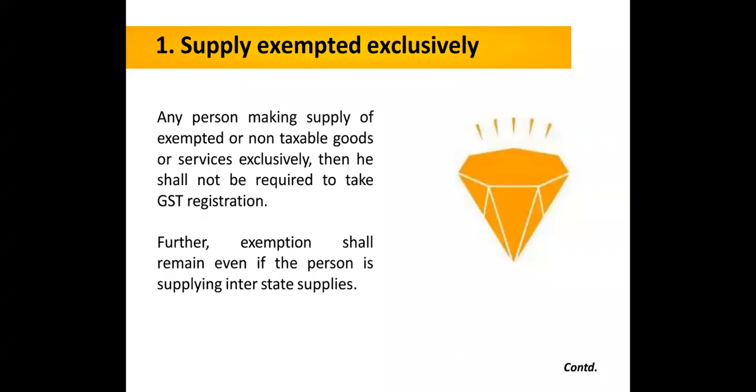Further, the exemption shall remain even if the person is making interstate supplies, right? Even if you are doing interstate supply, this exemption will remain. Like if you supply goods which are exempted or not taxable, not only in Karnataka but also in other states like Maharashtra, Andhra Pradesh, Tamil Nadu, there also this exemption will be applicable. That means you don't have to do registration for the supply of exclusively exempted goods or services, right? These are already exempted, so you don't have to register under GST for those goods and services.